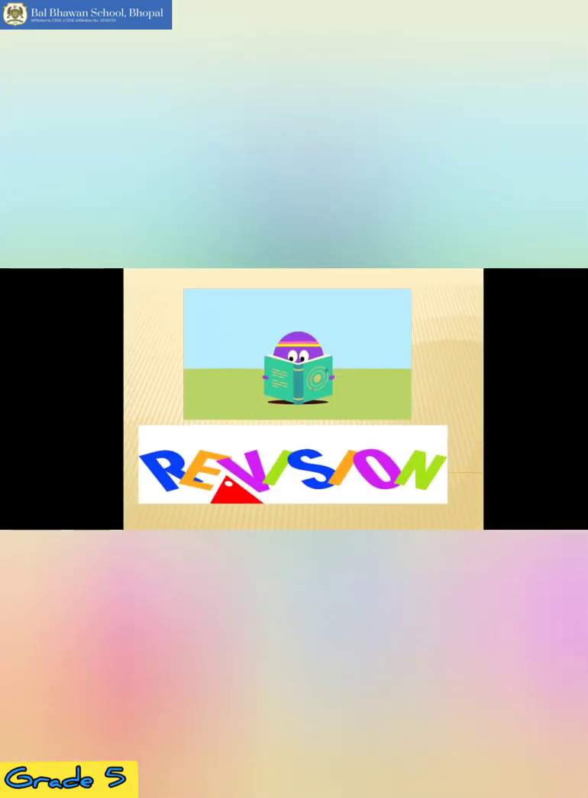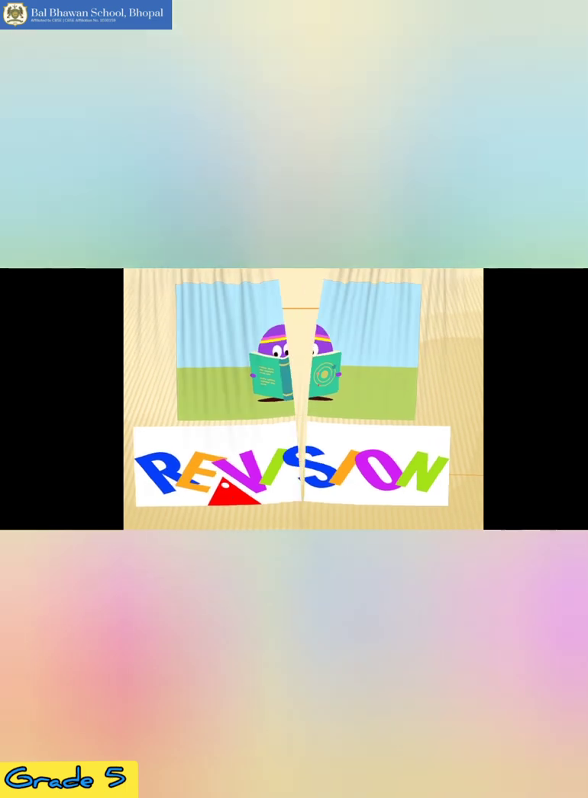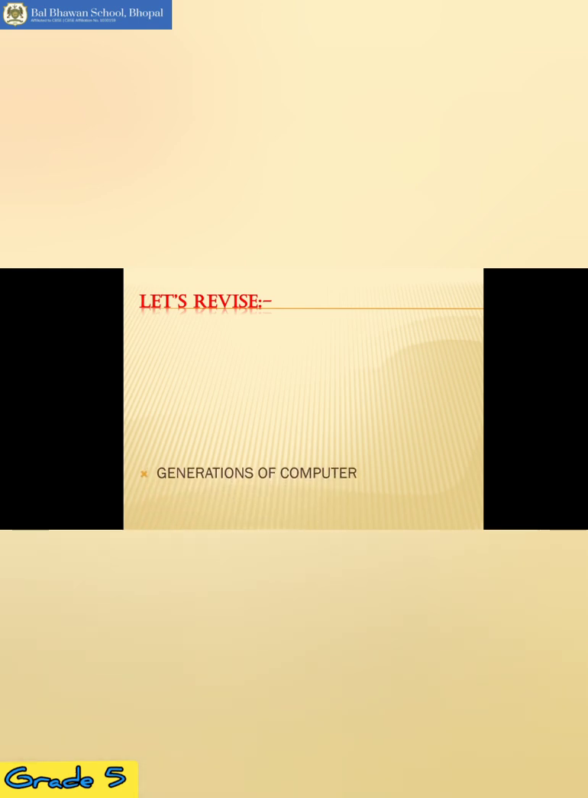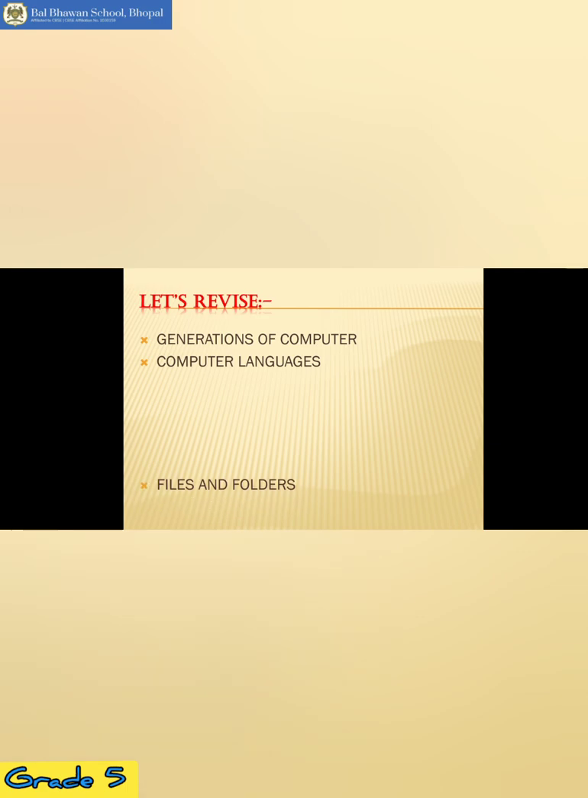So, in today's session, we will revise all the topics which we had covered during our March and April session. We will discuss in brief the following topics. Our first topic is generations of computer, then computer language, and files and folders. So let's begin.